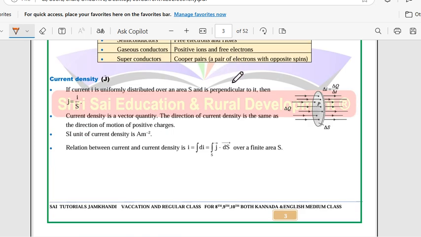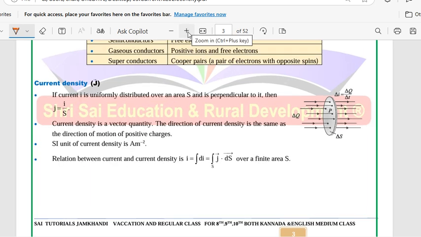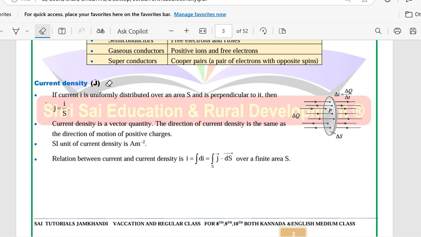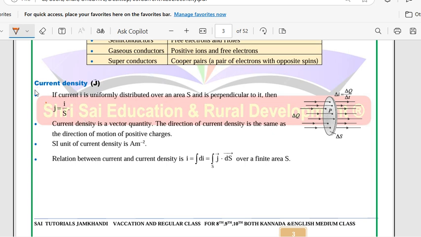In today's session, let us discuss current density, that is denoted as J. See, if a current I is uniformly distributed over a surface S perpendicular to it, then J is equal to I divided by S.